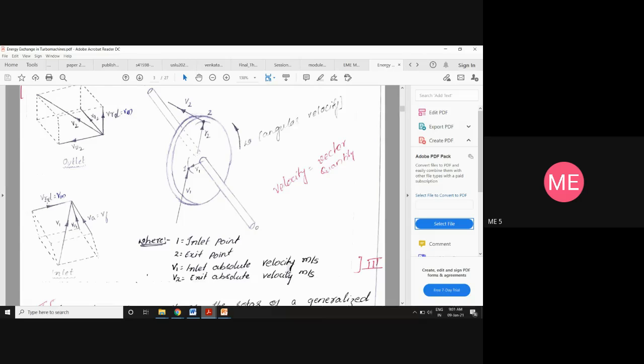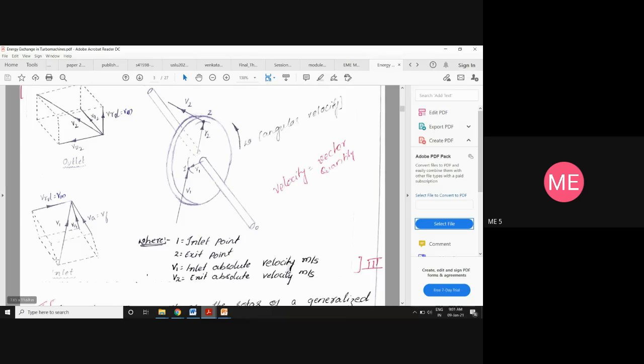But VR and VA are wasted because these two velocities are nowhere contributing to the rotation of the rotor. Only the velocity which is contributing to the rotor motion is VU. So we have to consider VU.